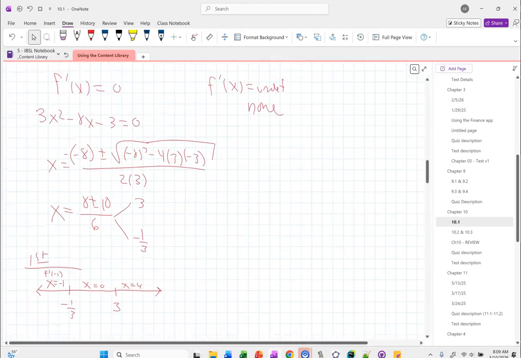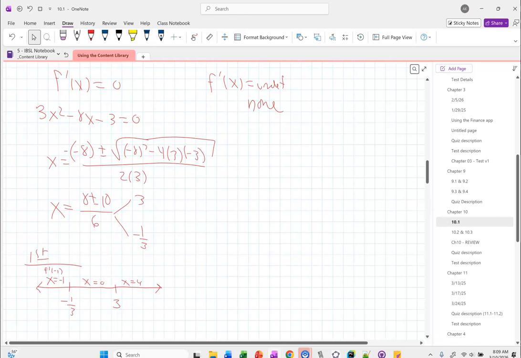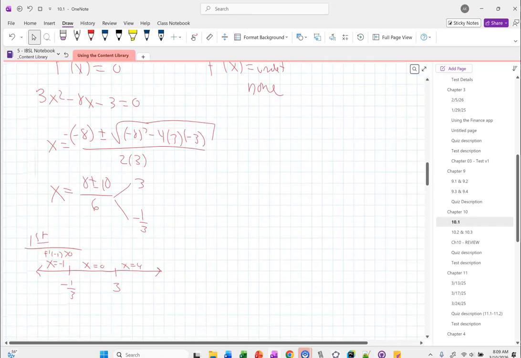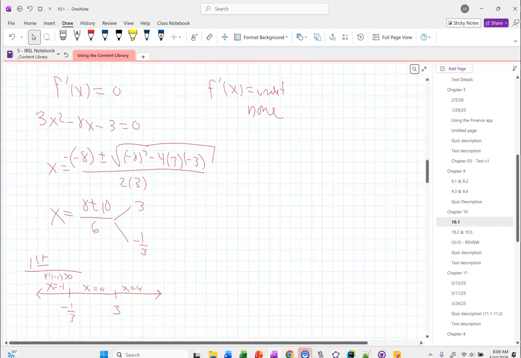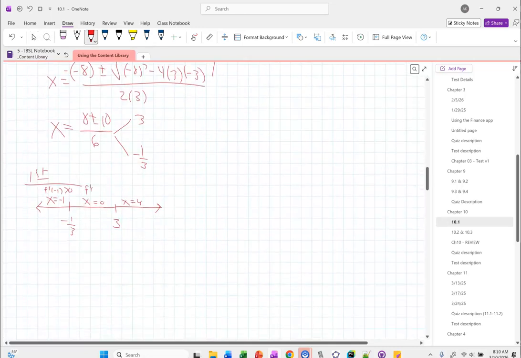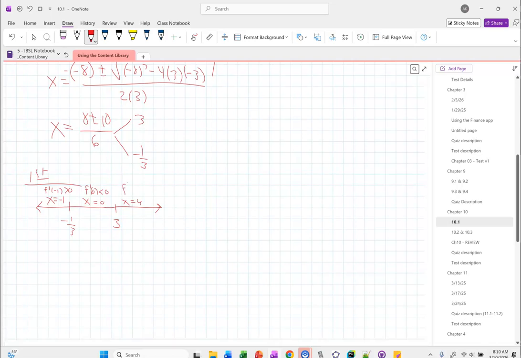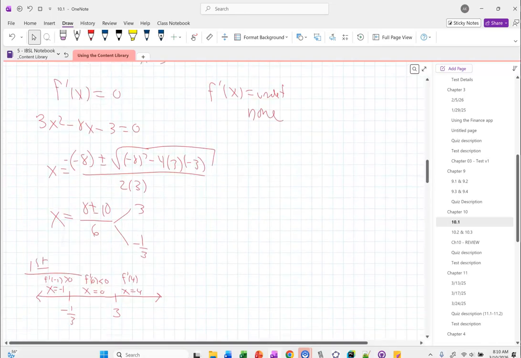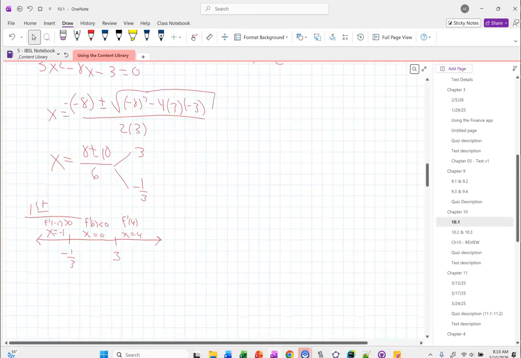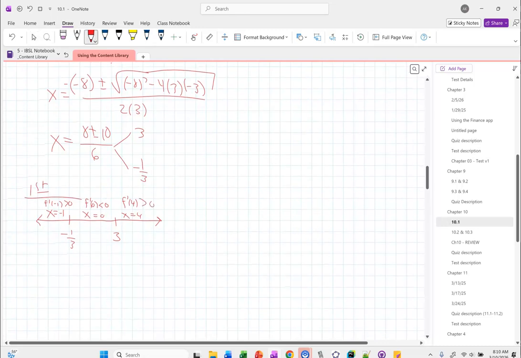All right, so if I plug negative 1 in, I get 3 plus 8 minus 3, that's positive. If I plug 0 in, I get 0, 0 minus 3, so that's negative. And if I plug 4 in, I'll get 48 minus 32 minus 3, that's positive.